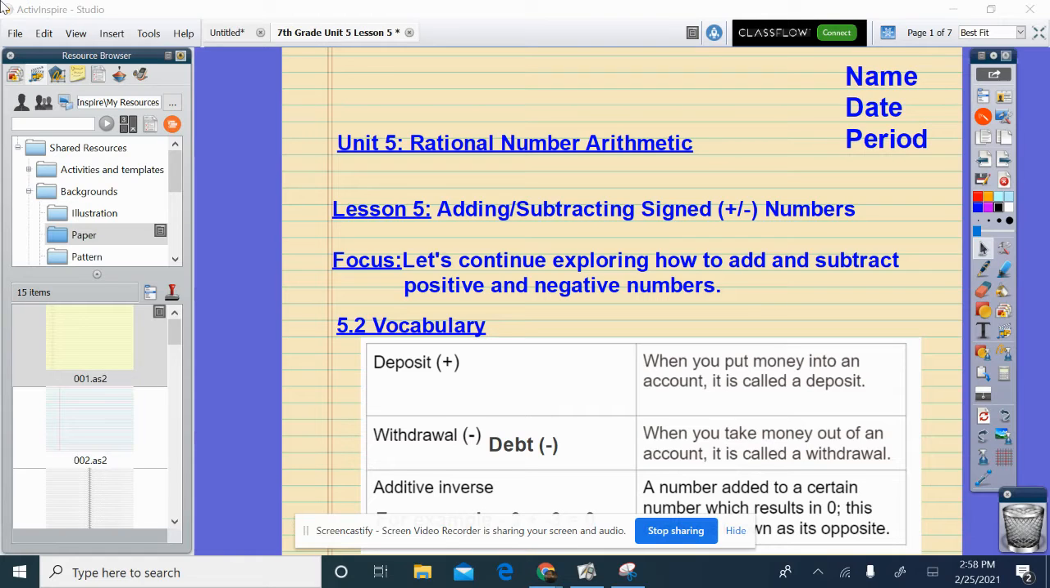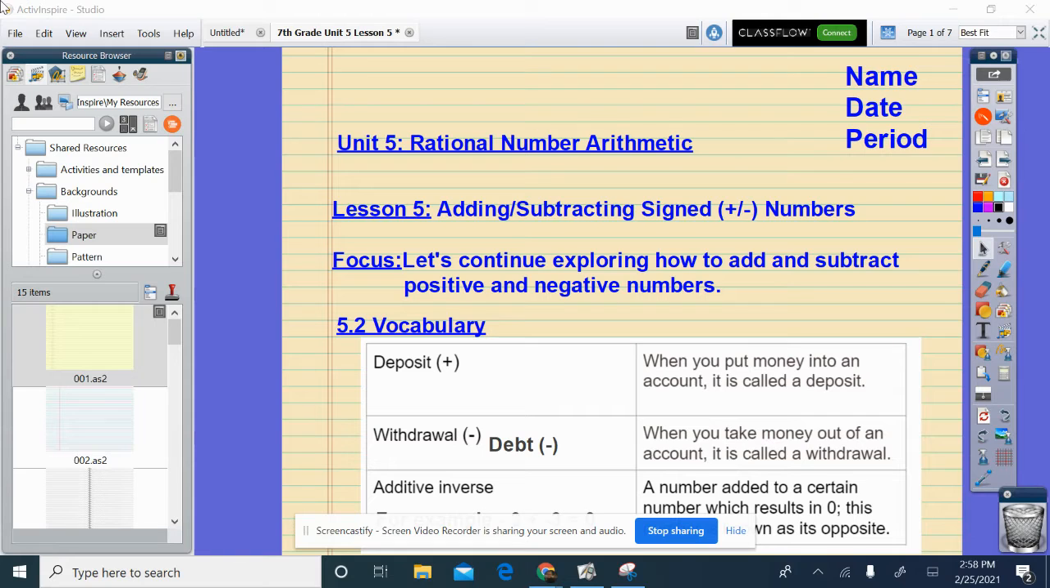And today, this is seventh grade, and we are working on Unit 5, Rational Number Arithmetic. Lesson 5, Adding and Subtracting Signed Numbers, Positive and Negative Numbers, Part 2. We're going to continue on with this one. Our focus today is to continue exploring how to add and subtract positive and negative numbers.